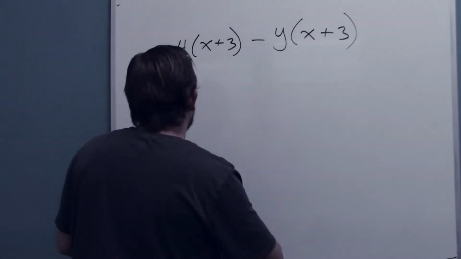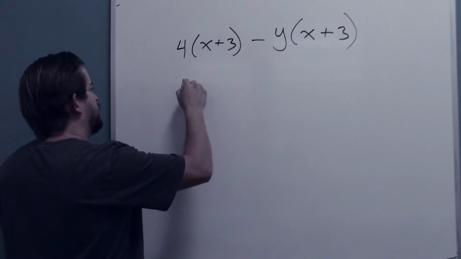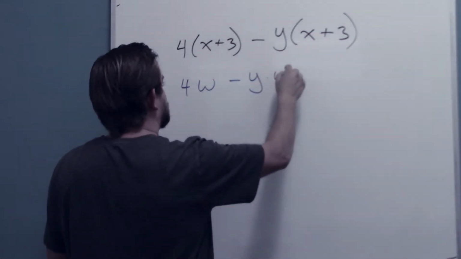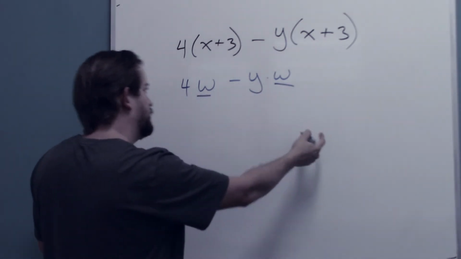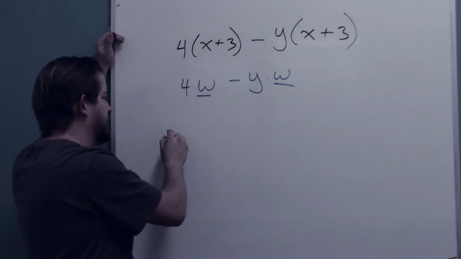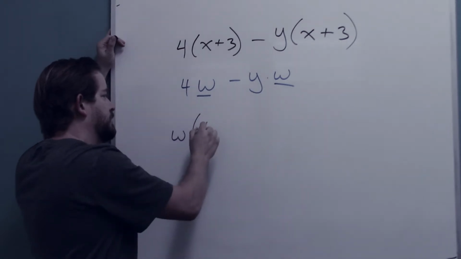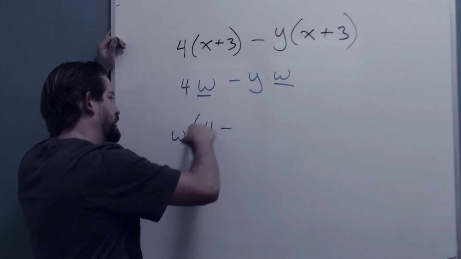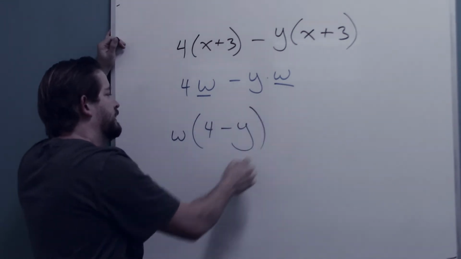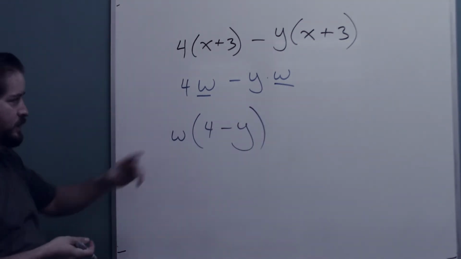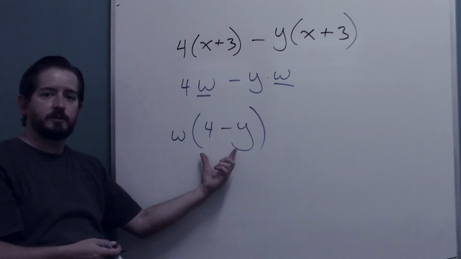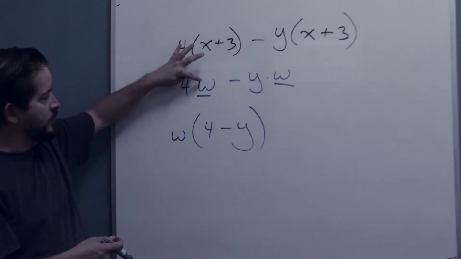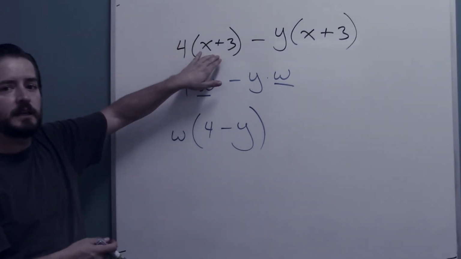If I were to have come across something that said, say, 4w minus y times w, if each of them has a w, that can be factored out. And so I can say that this is w times 4, the w cancels out here, minus y times, and the w cancels out here. And so it ends up as that w on the outside here multiplied by the result, right? But this problem is this problem. W is just in place of x plus 3, right?